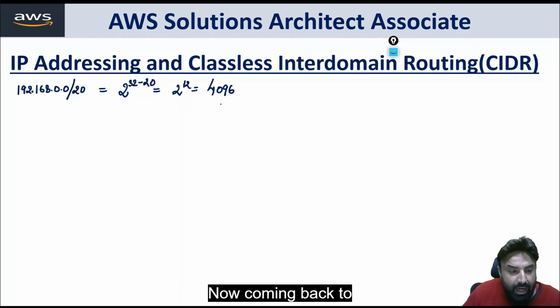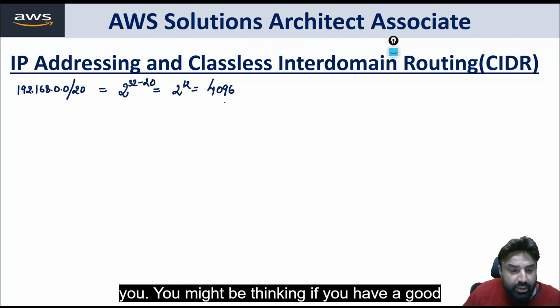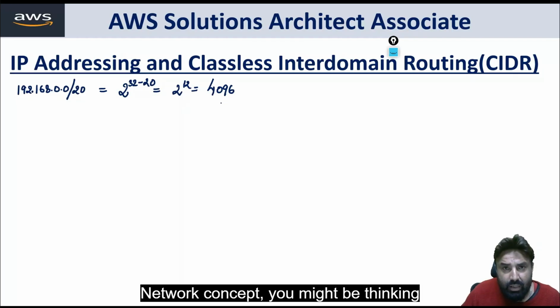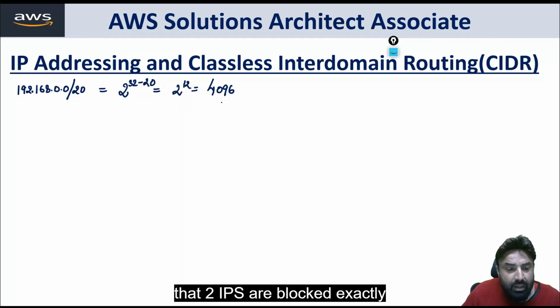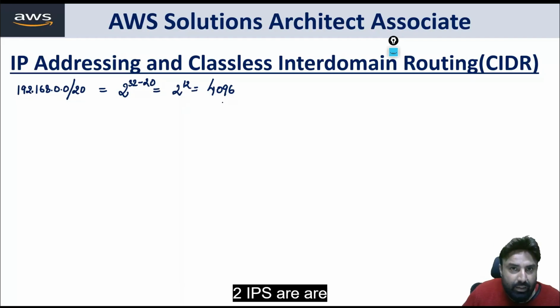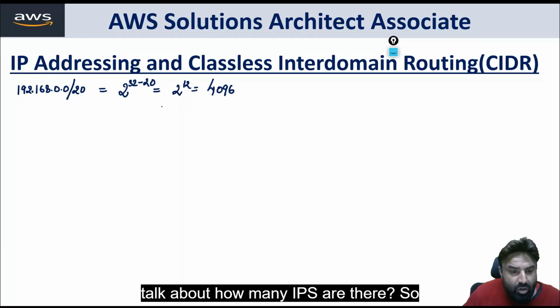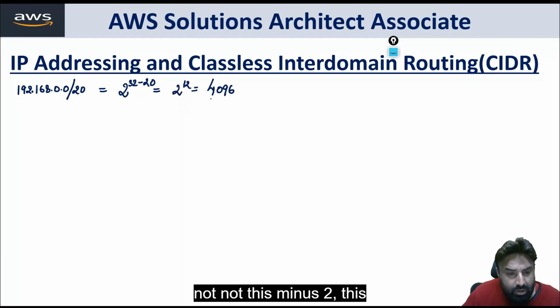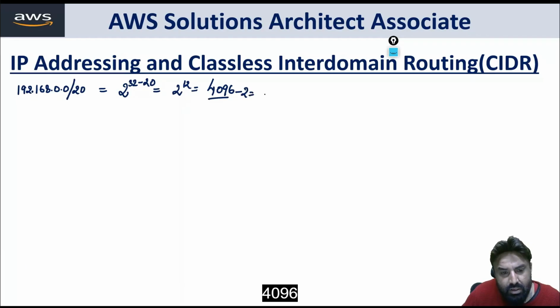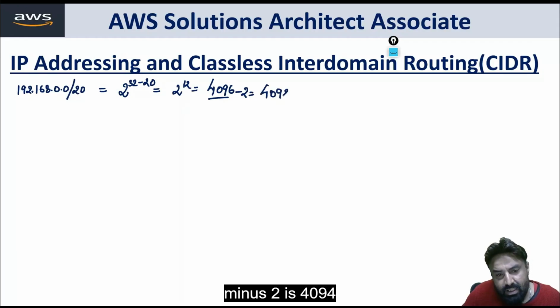Now coming back to the 4096 IPs we can create. If you have a good network concept, you might be thinking that two IPs are blocked. Exactly. Two IPs are not available. So if I talk about how many IPs are there, it is not this, it is minus 2: 4096 minus 2 is 4094.